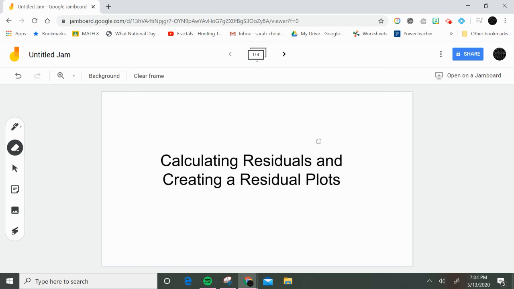All right, so in this video, we're going to talk about calculating residuals and creating residual plots. This is going to be useful to help us analyze how good a line fits or if a line is even the right shape for a scatter plot. So let's take a look.